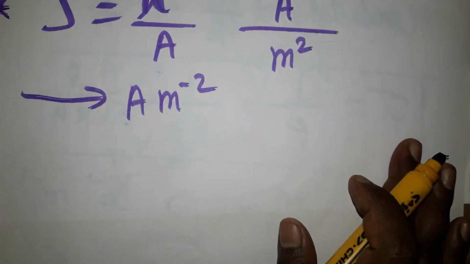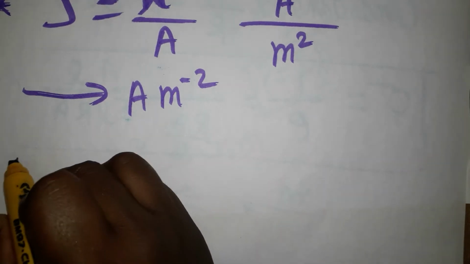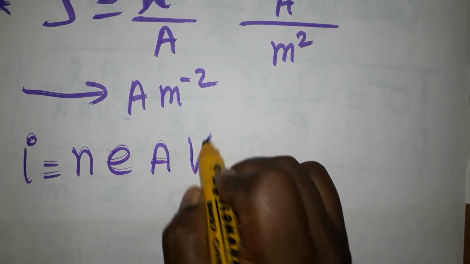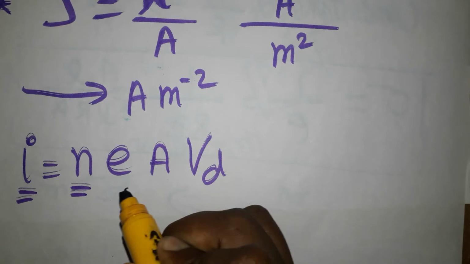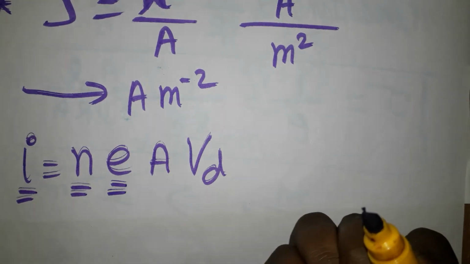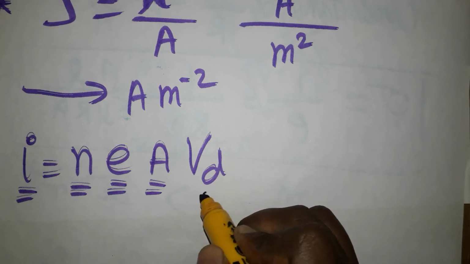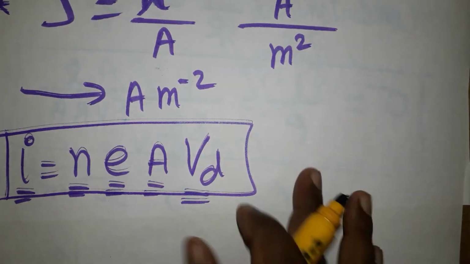The next formula, relation between current and drift velocity. I is equal to N E A V D. I is the current, N is the number of electrons flowing per unit volume, E is the charge of the electron, A is the area of cross section, VD is the drift velocity. This is the relation between current and drift velocity.